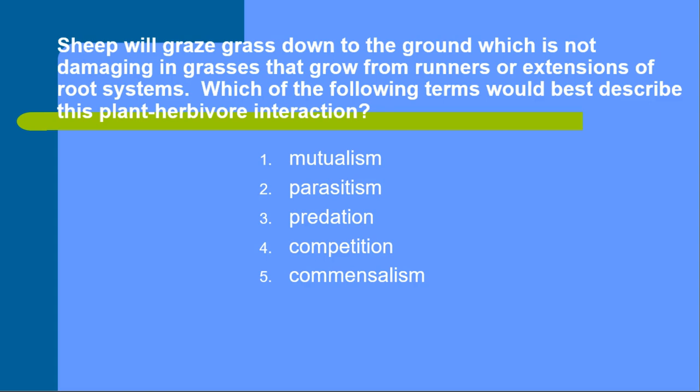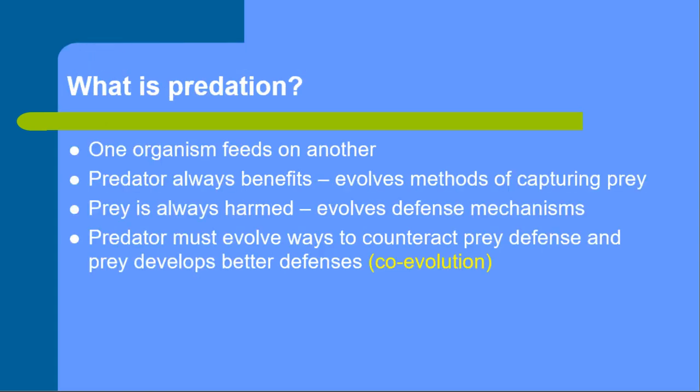Now, when we talk about predators, we're not really specifically talking about herbivores most of the time. But the definition of predation is when one organism feeds on another. The predator always benefits, right? And it will evolve methods for capturing prey. The prey is always harmed, so it's going to evolve ways to not get eaten, defense mechanisms. So you end up getting this sort of arms race where predators always have to be one step ahead of the prey, and the prey always has to be one step ahead of the predator. And that actually is called coevolution.